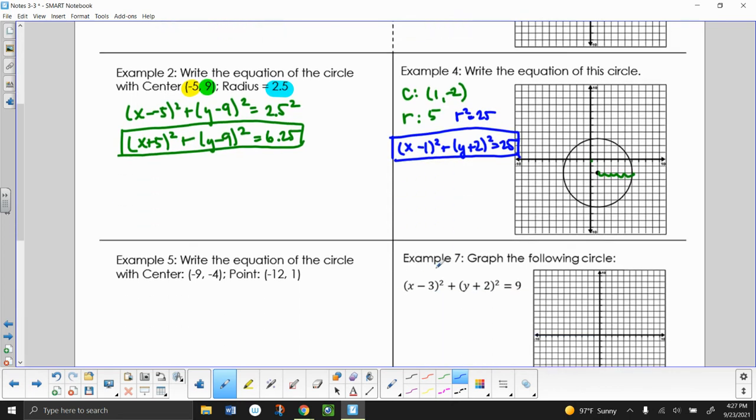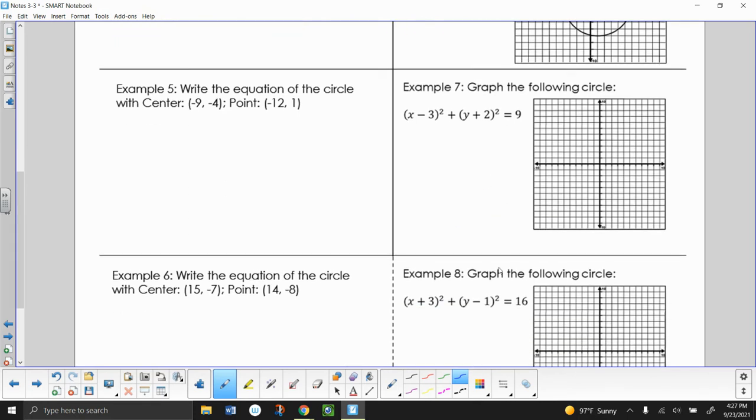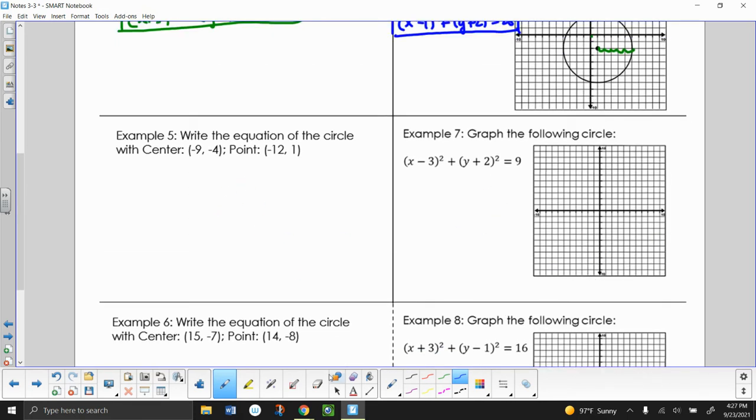Okay, I'm going to skip to number 7 and number 8 just because these are a little easier than 5 and 6. Now it's telling us to graph a circle. In order to graph a circle, we need the center and the radius. So now we're kind of working backwards. We're given the equation, and we want the center. Remember the center, this is h and this is k, but it's going to be the opposite sign. So x minus 3, that means h is a positive 3. Y plus 2, that means k is a negative 2.